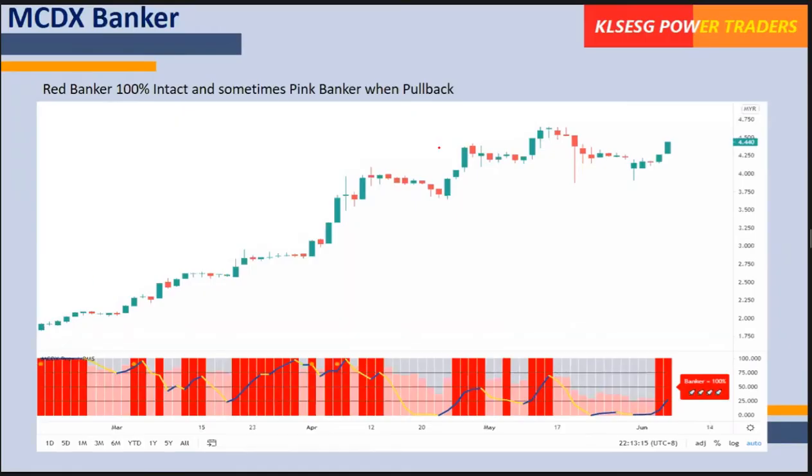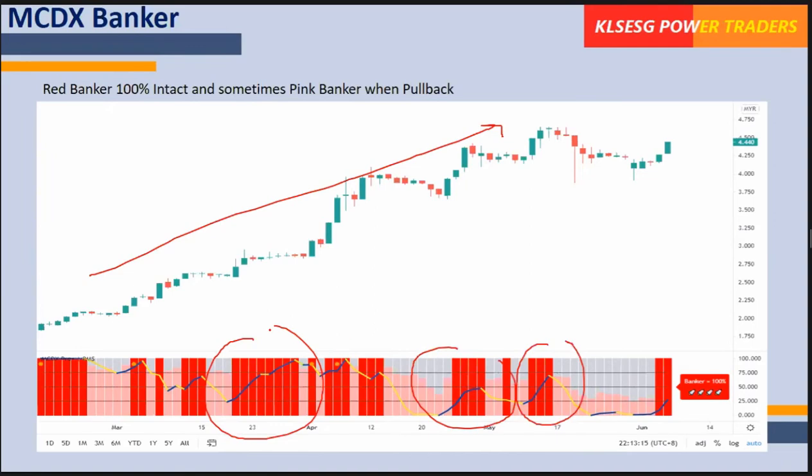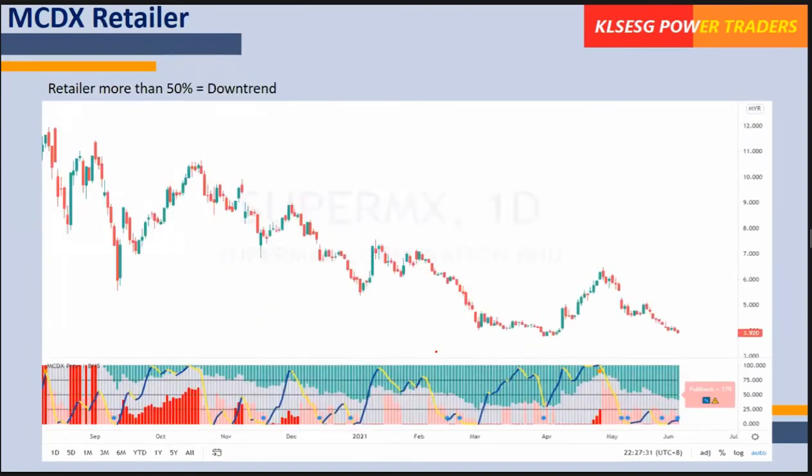Okay, this stock is on an uptrend, so we see a lot of red bars, banker. The red bars are all 100%. Of course, there was some pullback, then it will show pink bars, but you cannot see green. There's no green bar appearing. That means it's very strong. Now, if there's green, it's not good.